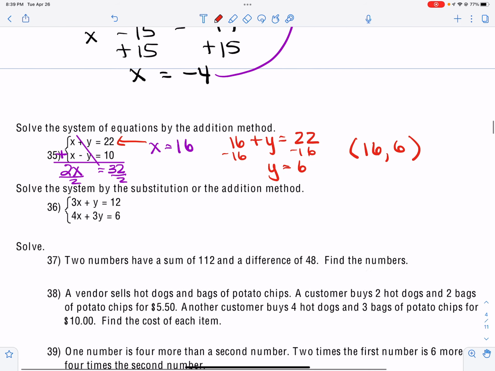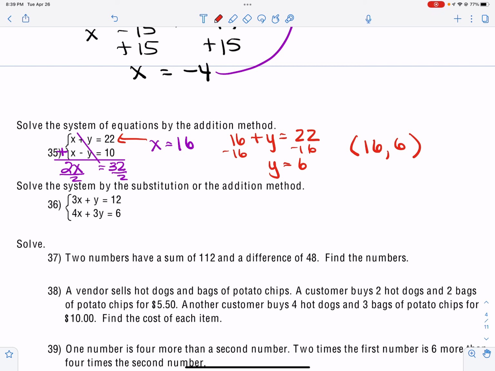Now, this one you can choose whichever way you want to solve it. And so because I have positive y and that has a single variable, I could solve it for substitution, or I could decide to multiply this entire equation by -3. And so that would make -9x minus 3y is equal to -36. And then I have 4x plus 3y is equal to 6. And I like to use the addition method, so that's what I'm going to do. Those cancel out. -9x and positive 4x makes -5x.